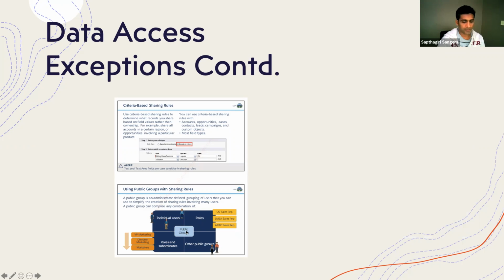The public group is another one. In interviews they also ask a lot of questions on how to manage sharing and how to manage public groups. So we'll take a look at public groups a little bit, and how to add more users. For a public group, you can add individual users, you can add roles, you can add roles and subordinates, and you can add another public group. One public group can be added to another public group.